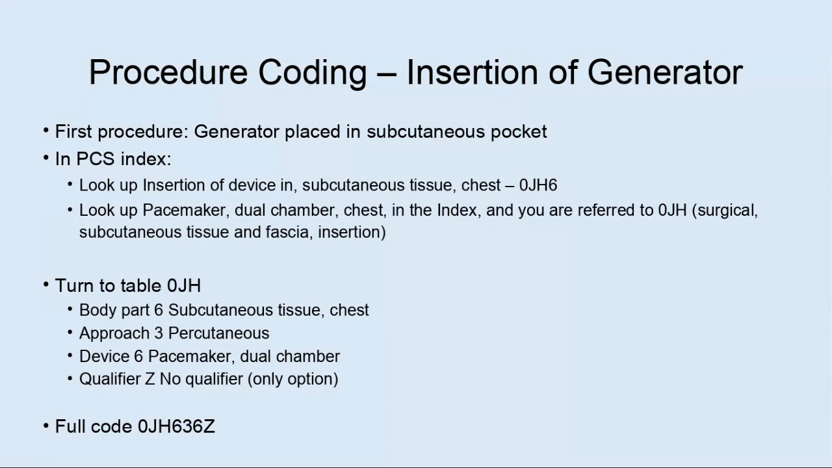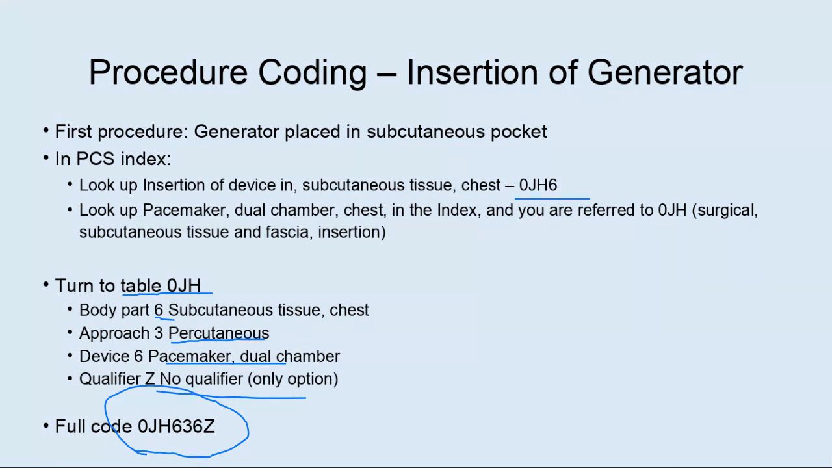So you turn to this table, 0JH, body part is 6, they already gave you that up here. Percutaneous, dual chamber, no qualifier, and there's no other option other than Z for the qualifier. So the full code is 0JH636Z.